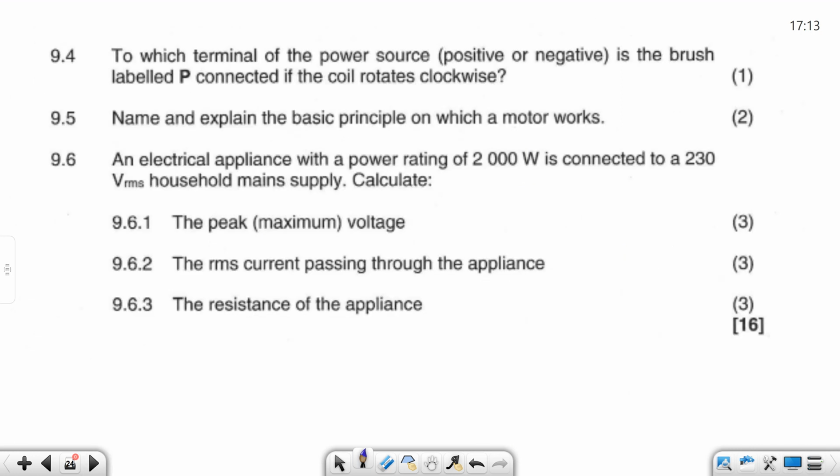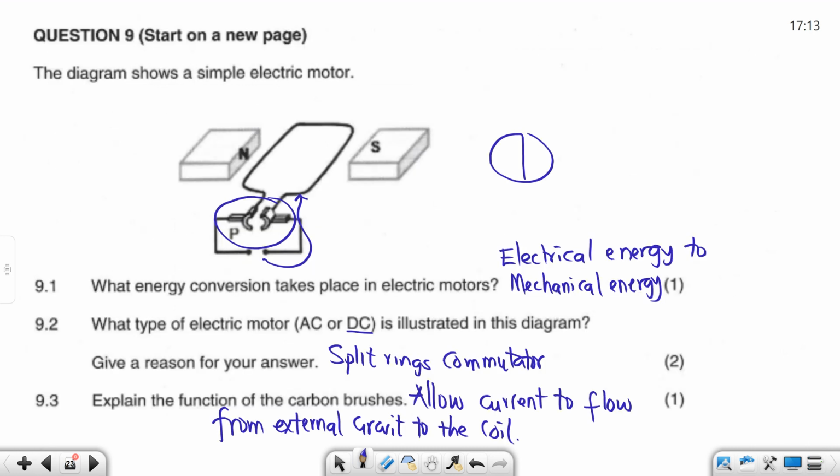All right, let's see. To which terminal of the power source, positive or negative, is the brush labeled P connected in the coil, if the coil moves clockwise? They will always give you two things, and you need to figure out the third. They give us the clockwise movement and they give us the field, north to south.